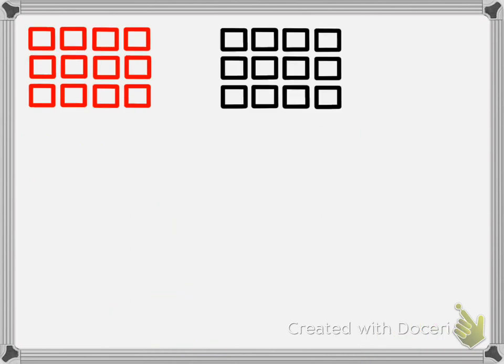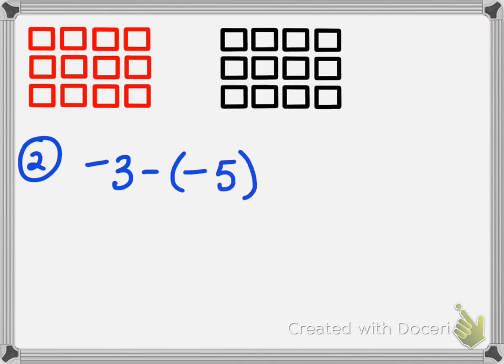Let's try that again. This time, let's do a subtraction problem. So I'm going to start with, how about negative 3 minus a negative 5? Okay. Now, the first thing that we see is a negative 3, so obviously that is negative. But here, this is a really interesting situation.